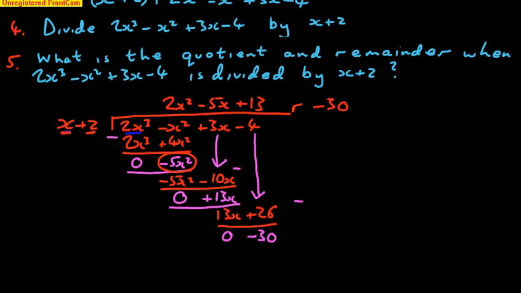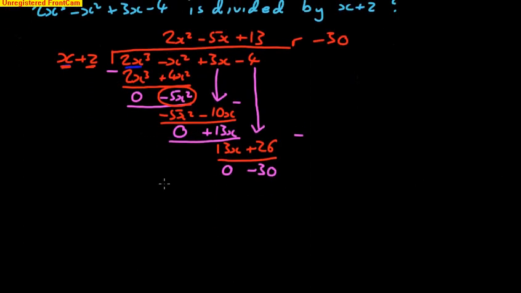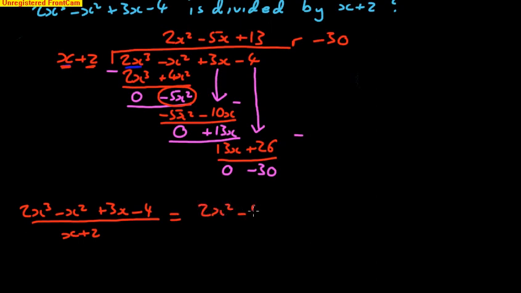You can write your answer out like this. If I have 2x cubed minus x squared plus 3x minus 4 all divided by x plus 2, that equals 2x squared minus 5x plus 13. Then I've got the remainder as well, and that's minus 30 still being divided by the x plus 2.